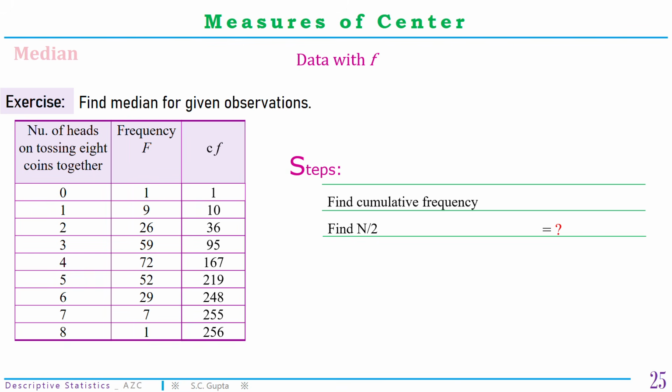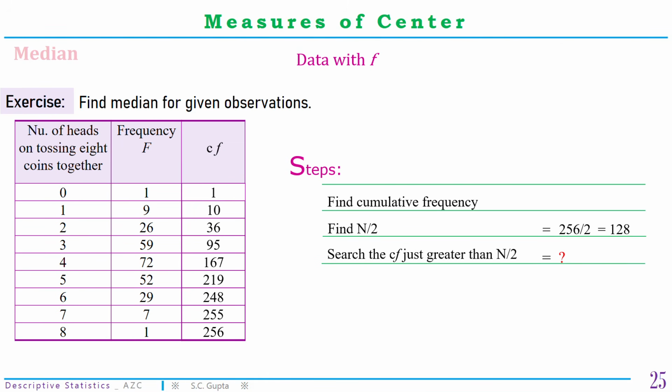A cumulative or running total is addition of each number in a sequence to the sum of all preceding numbers. So, the first cell of cumulative frequency is the same value as frequency. In the next lower cell, cumulative value is 1 plus 9 is 10. In the next lower cell, cumulative value is 1 plus 9 plus 26 is equal to 36. In the next lower cell, cumulative value is 1 plus 9 plus 26 plus 59 is equal to 95, and so on. Second step is to find n divided by 2 value.